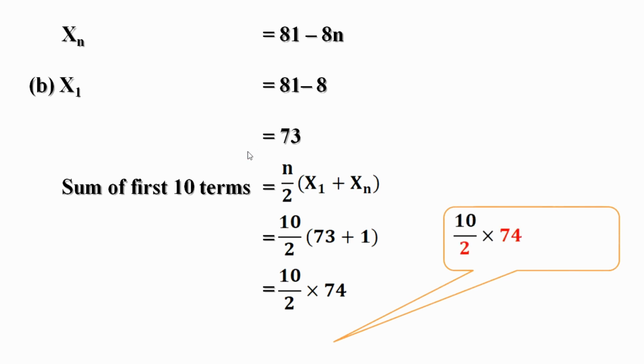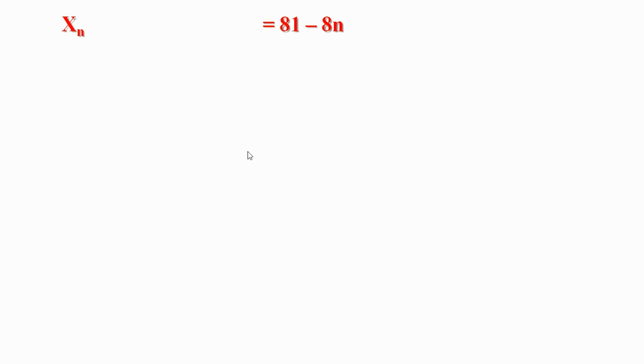37 2s are 74. So we can write 10 into 37 and that is equal to 370. That means the sum of the first 10 terms is 370. Now we have to check whether the sum of any number of terms of the sequence will be 400 or not. So let me find the 11th term at first.